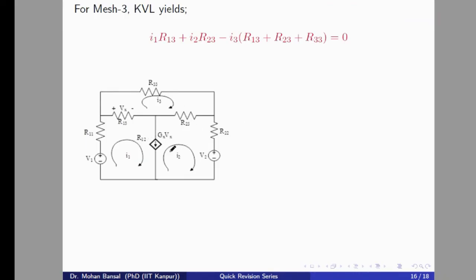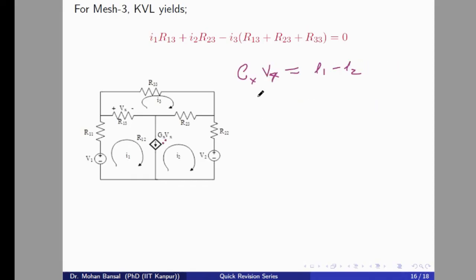Only the difference will be here. The difference is nothing but Gx into Vx is equal to I1 minus I2. So Gx Vx is nothing but the current, because the arrow direction is given. So this Gx Vx is the value of the current, which is equal to I1 minus I2.